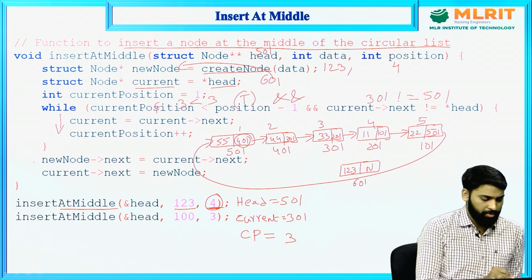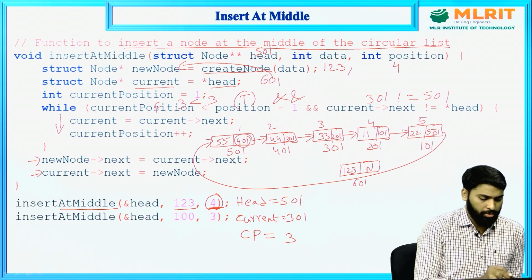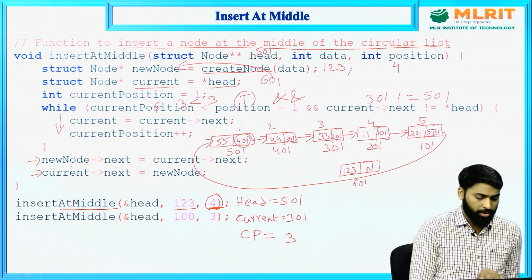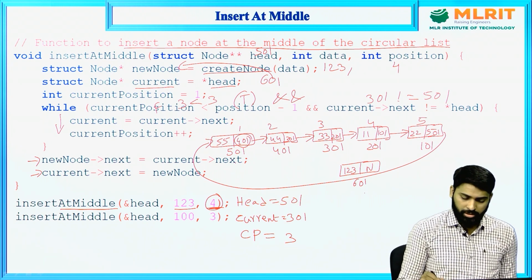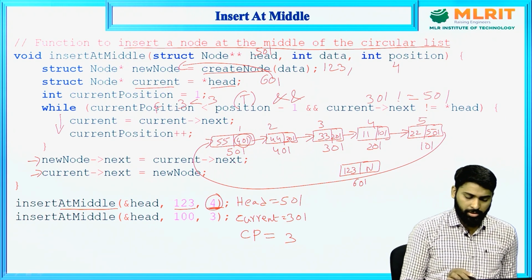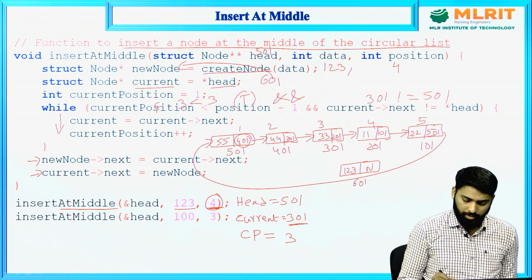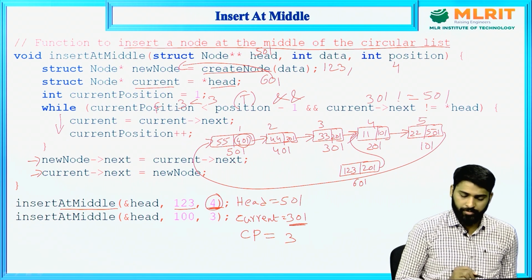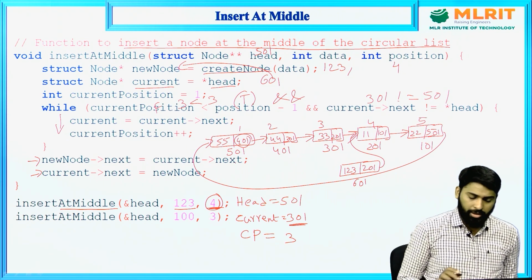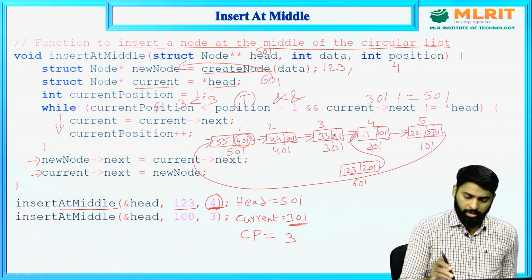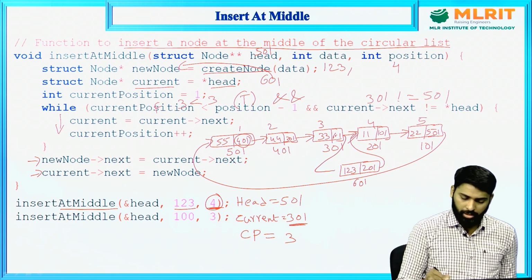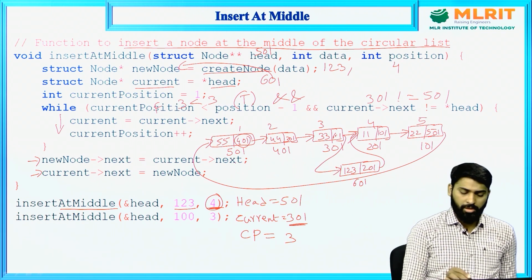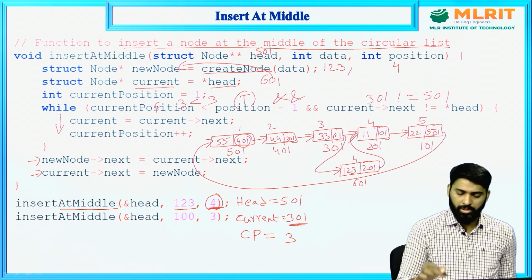So we move to here and execute these two instructions. New node arrow next. What is the new node? 601. Arrow next equals to current arrow next. What is the current? 301. Arrow next is 201. So in this place 201. So this is the link. And current arrow next equals to new node. So in this place we update with 601. So this is the link. That's it. Now 1, 2, 3 is at the fourth position.